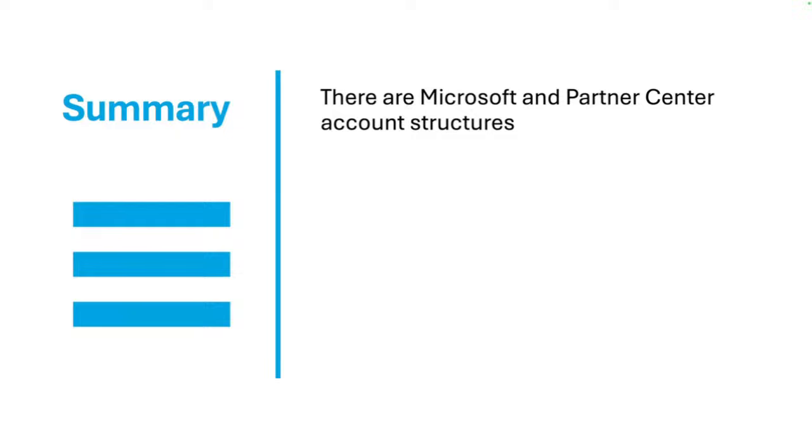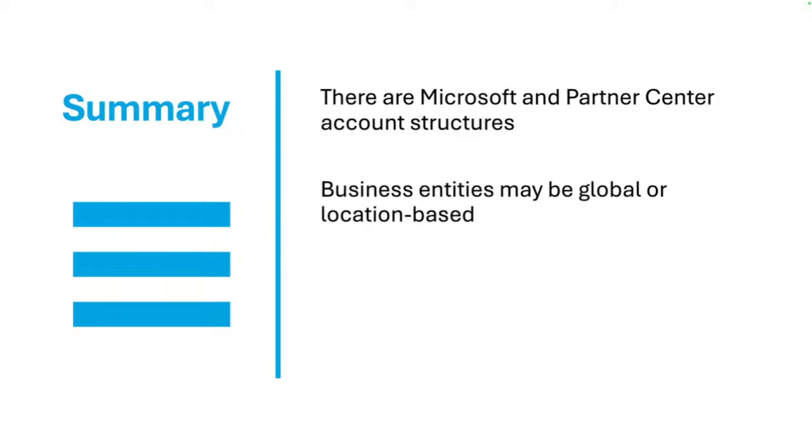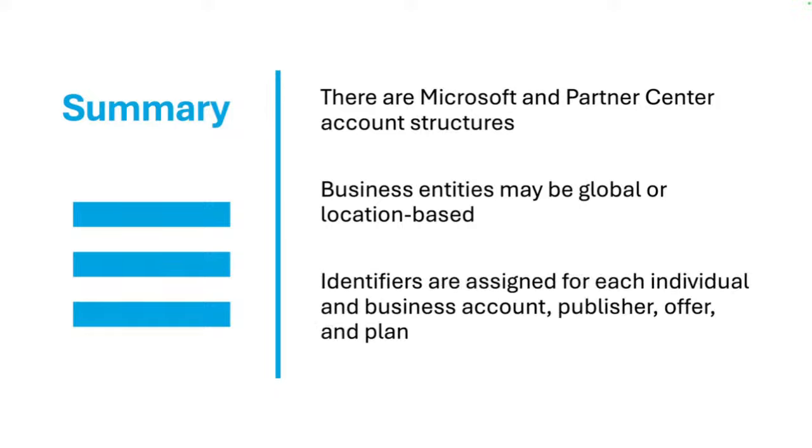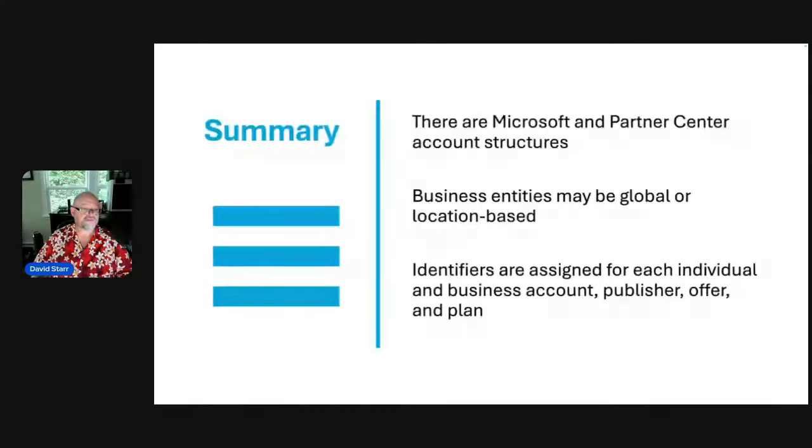What did we go over? Well, there are obviously different Microsoft and Partner Center type account structures, and those business entities that we covered could be global for those PGA accounts or location-based for those PLA accounts. And remember, there's a parent-child relationship there that we would like to maintain. And along the way, we looked at identifiers for each one of those business entities and account types so that you can get back to them in case you need them to communicate clearly about your situation if you happen to find yourself, say, in a support situation.